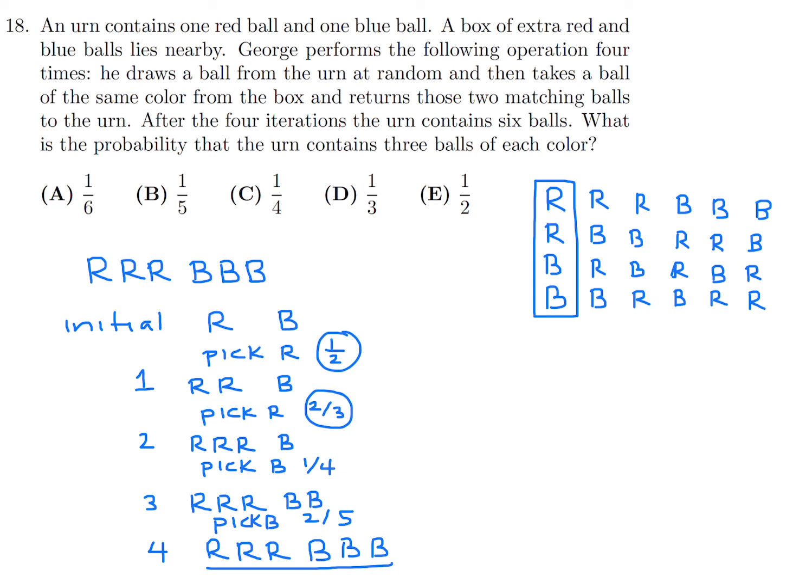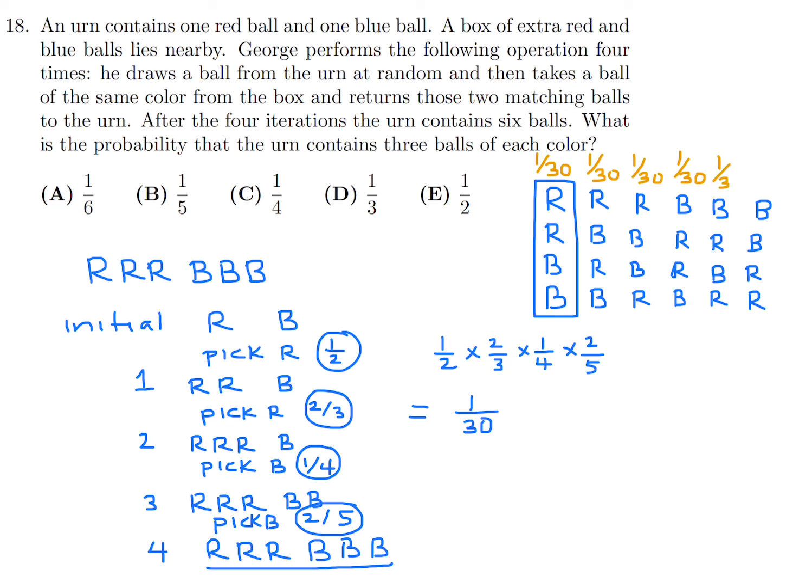So now I've got to combine these probabilities by multiplying these probabilities. So that's going to be 1 over 2 times 2 over 3 times 1 over 4 times 2 over 5. And that is 1 over 30. So the probability of this is 1 over 30. And I'll let you do all these other ones because it's going to be exactly the same. The good news is they're also all 1 over 30. So that makes it very nice.